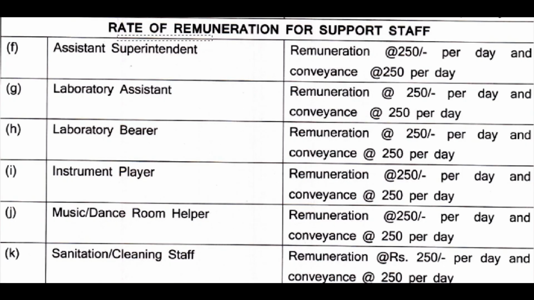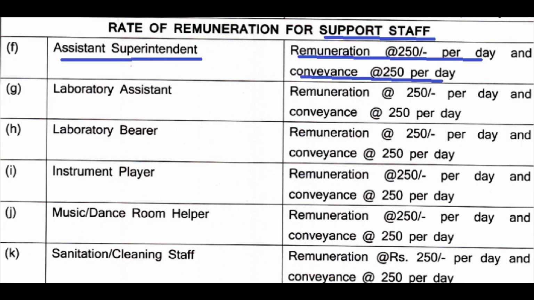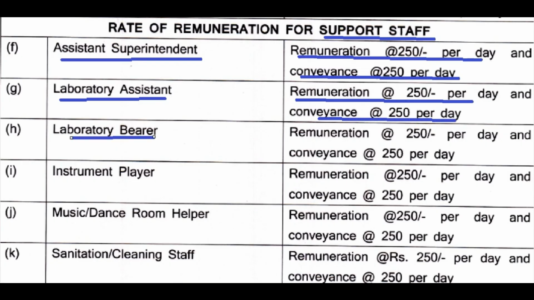This is the rate of remuneration for support staff. For Assistant Superintendent, remuneration at the rate of 250 rupees per day and conveyance at the rate of 250 rupees per day. For Laboratory Assistant, they get remuneration at the rate of 250 per day and conveyance at the rate of 250 per day. Laboratory Bearer, remuneration at the rate of 250 rupees per day and conveyance at the rate of 250 per day.